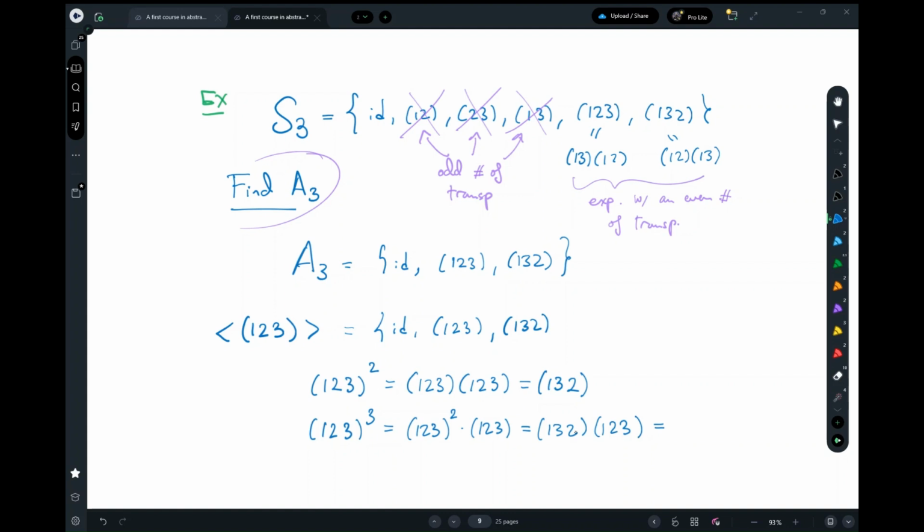1 goes to 2, and 2 goes to 1, so 1 goes to 1. 2 goes to 3, 3 goes to 2, so 2 goes to 2, and 3 goes to 1, and 1 goes to 3, so 3 goes to 3. So it is the identity. So that is it. The cycle ends, and we see that actually A3 in this case is cyclic, and it is generated by (1 2 3). And it is indeed a subgroup because it's a subgroup generated by one element. That is a subgroup. Very good.